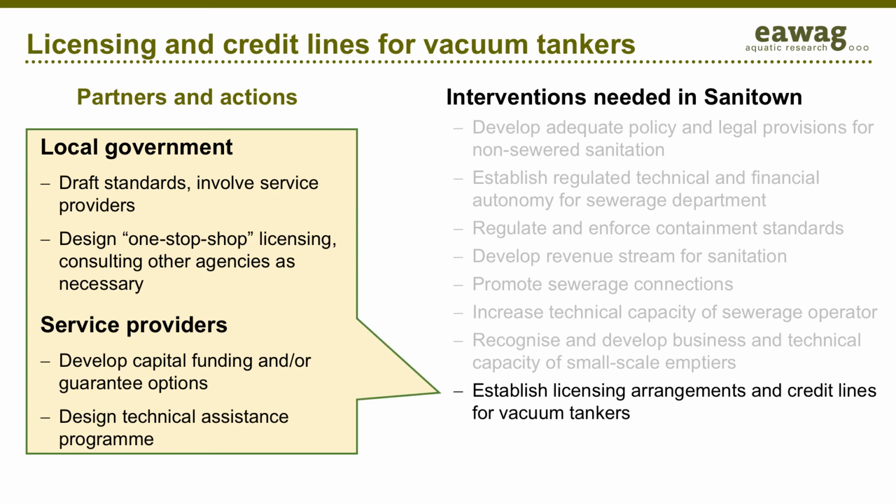Similarly, there will be a need to design a system to license previously unregulated vacuum trucks. You may consider combining this with, for example, straightforward licensing procedures, technical assistance, and facilitated access to capital. These are discussed in the module about working with the private sector.